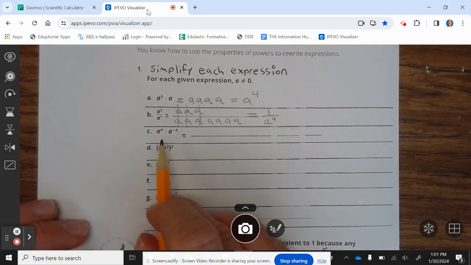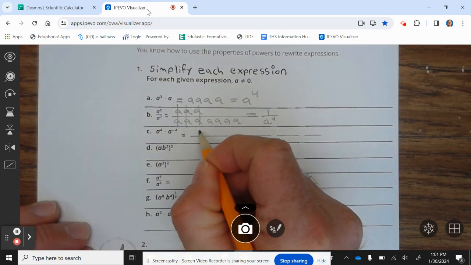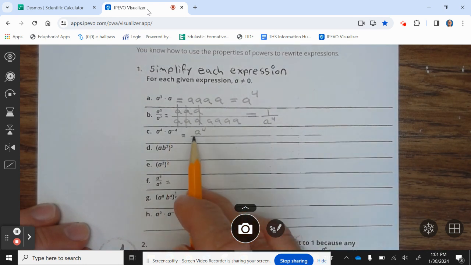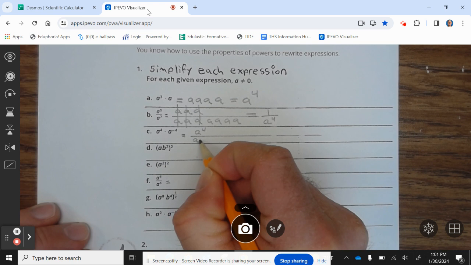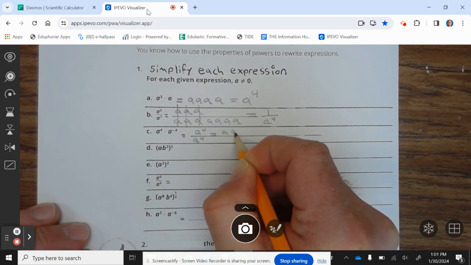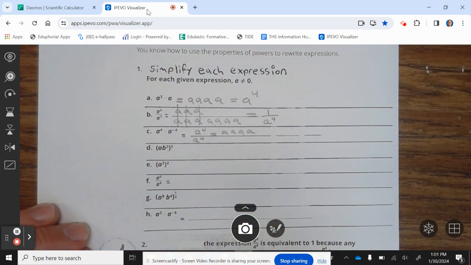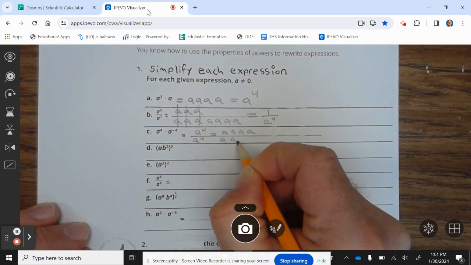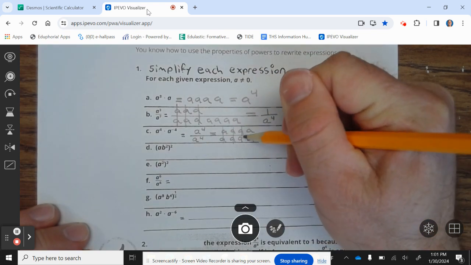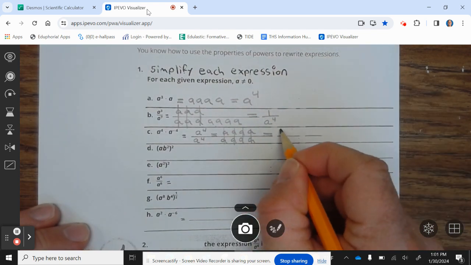All right, so we have a to the 4th in the numerator. Now, a to the negative 4th becomes positive a to the 4th in the denominator. So then we have 1, 2, 3, 4 a's in the numerator, 4 a's in the denominator. Anything divided by itself is 1, so 1, 1, 1, 1. So this equals 1.